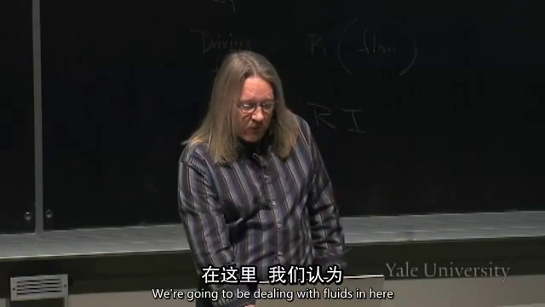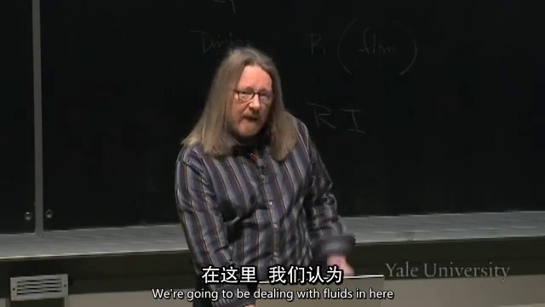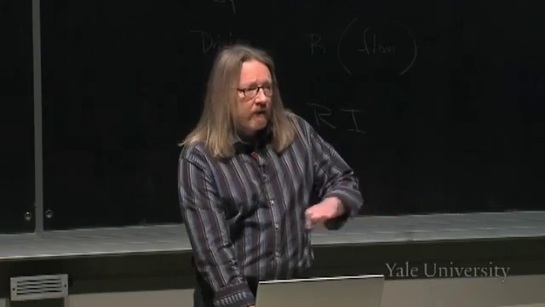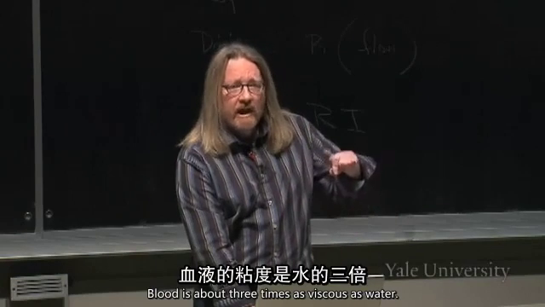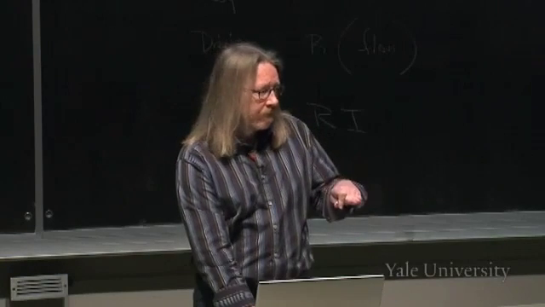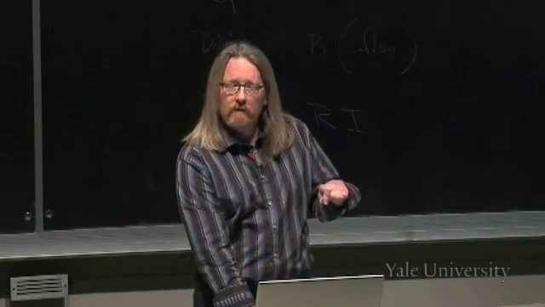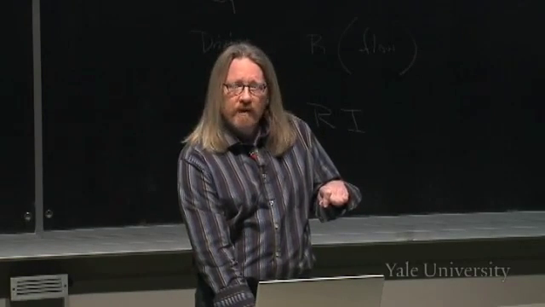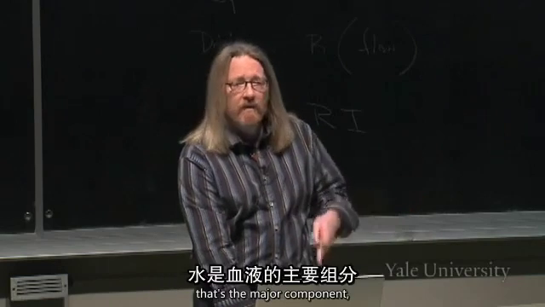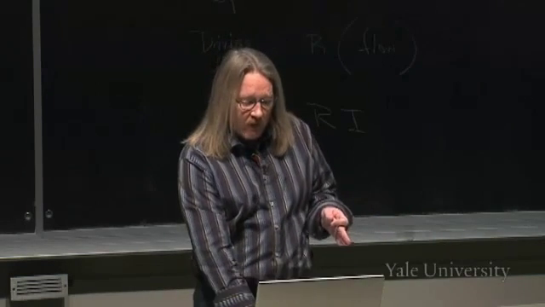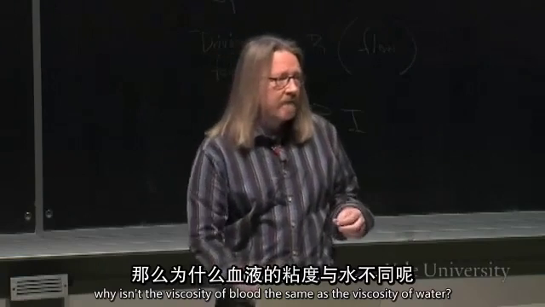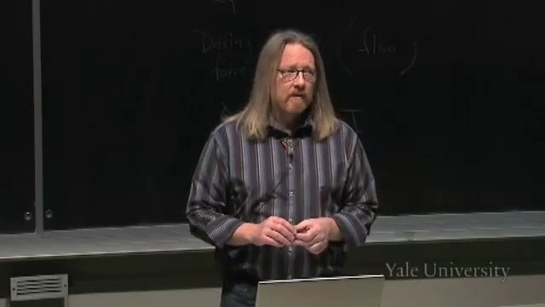So we're going to be dealing with fluids in here that are basically constant in their viscosity. Blood is about 3 times as viscous as water. Why is blood more viscous than water? Why is it harder to flow? It's largely water, right? It's mostly water. That's the major component. Why isn't the viscosity of blood the same as the viscosity of water?